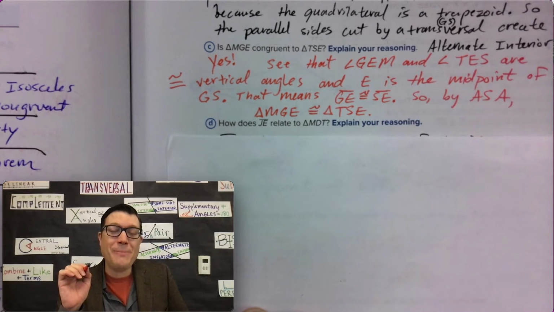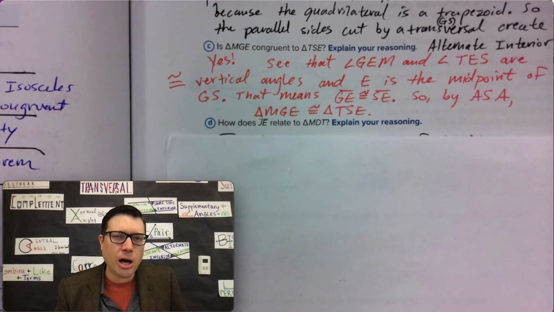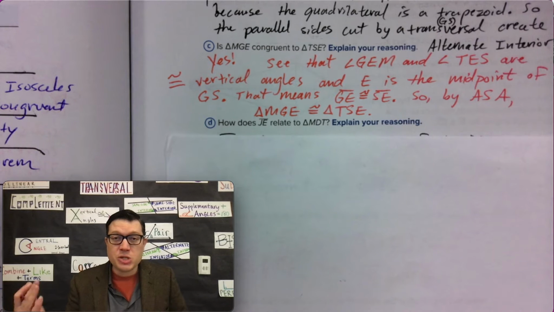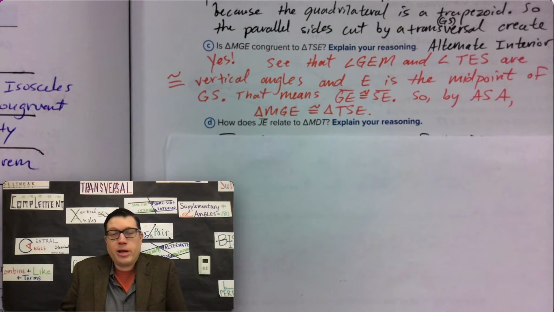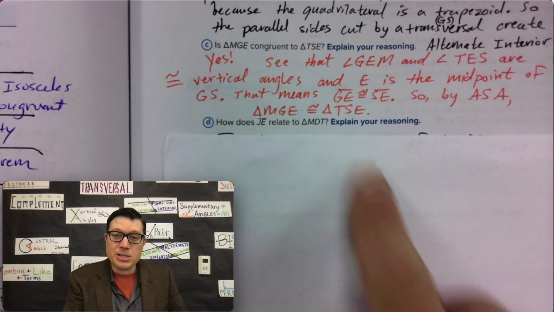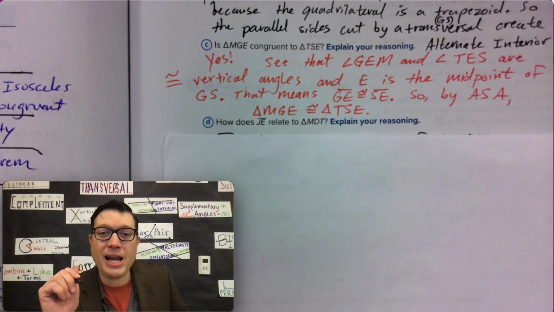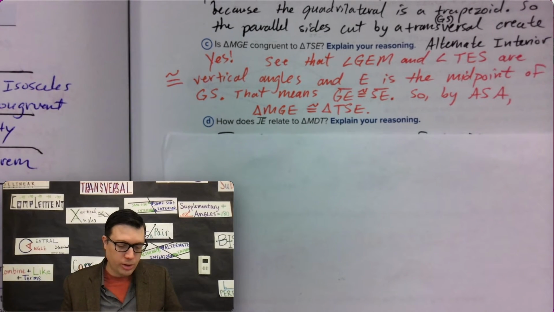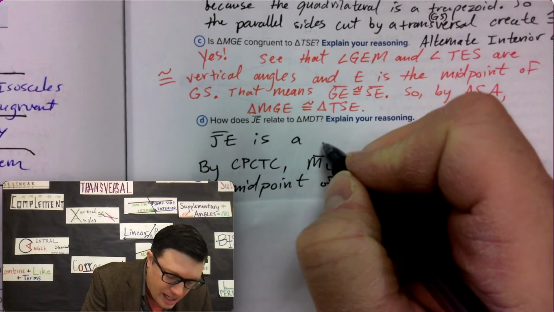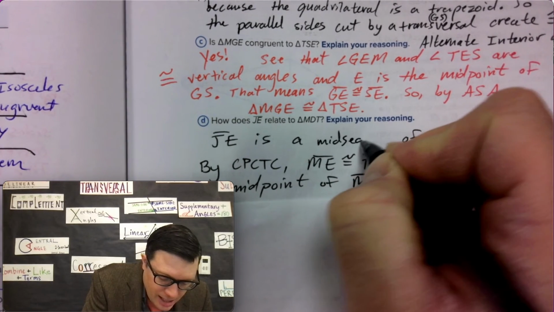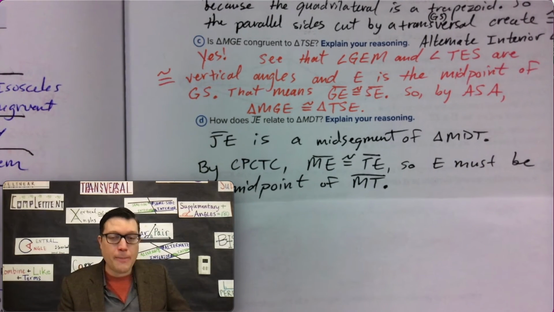Also, E is the midpoint of GS. It might not be completely obvious why, but it's really just because E was created to be the midpoint of GS. Because it's a midpoint, the two pieces that make up either side of it are congruent. And by angle, side, angle, the triangles are congruent. Now that lets us say JE is a midsegment of a triangle, and the triangle we're talking about is the big one.